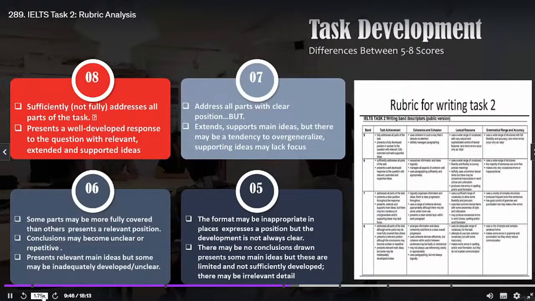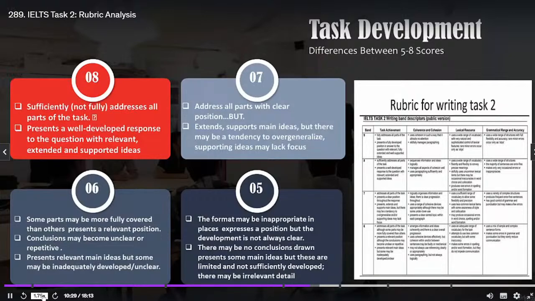You're presenting well-developed responses. Now, when it comes to a 7, what differentiates a 7 from an 8 is that you may have a tendency to overgeneralize, which means that you're using a lot of general vocabulary, or you're doing what I said before, writing about the topic and not actually answering the question. Also, sometimes the supporting ideas lack focus. What does that mean? That means that within your body paragraphs, your details are not specifically related to your topic sentence, or your topic sentences are not supporting the thesis statement.